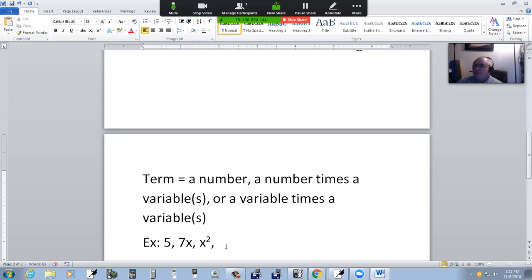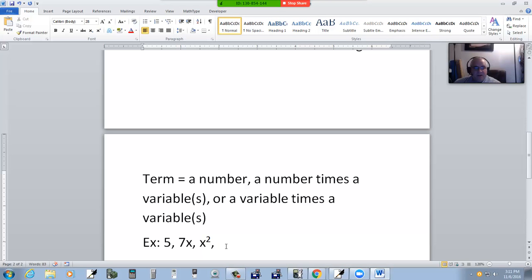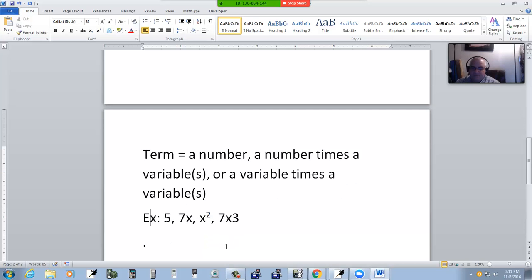Now you might look at that and say, well, you didn't say anything about exponents. How's that a term? Well, I said a variable times a variable. Well, x squared means x times x. That's a variable times a variable. We didn't say they couldn't be the same. And you could have like 7x to the third. That would be a term, because you got a number times a variable, and I got an S on that, variables. X to the third means x times x times x, so we got 3 of them. When we say variables, we're talking about with multiplication in between them.